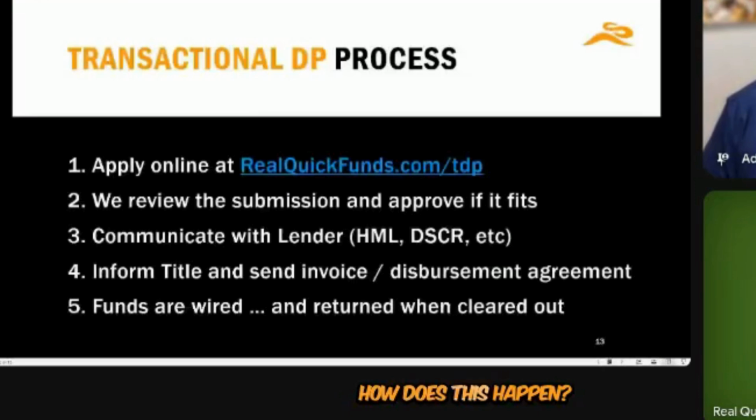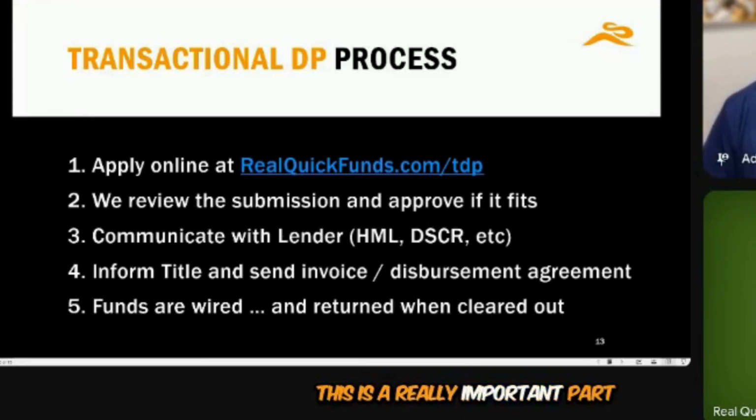All right, so how do you get this money? How does this happen? We'll fund this for you. We'll fund this for you all day long. These are fantastic loans. We really enjoy doing this. We love these transactions. They're really fun. And so you come onto our website, you fill out a simple form, you give us the information about this deal that you're doing, about the seller carryback, what you've been able to negotiate. We review that, make sure that it works. Then we're communicating with the lender.